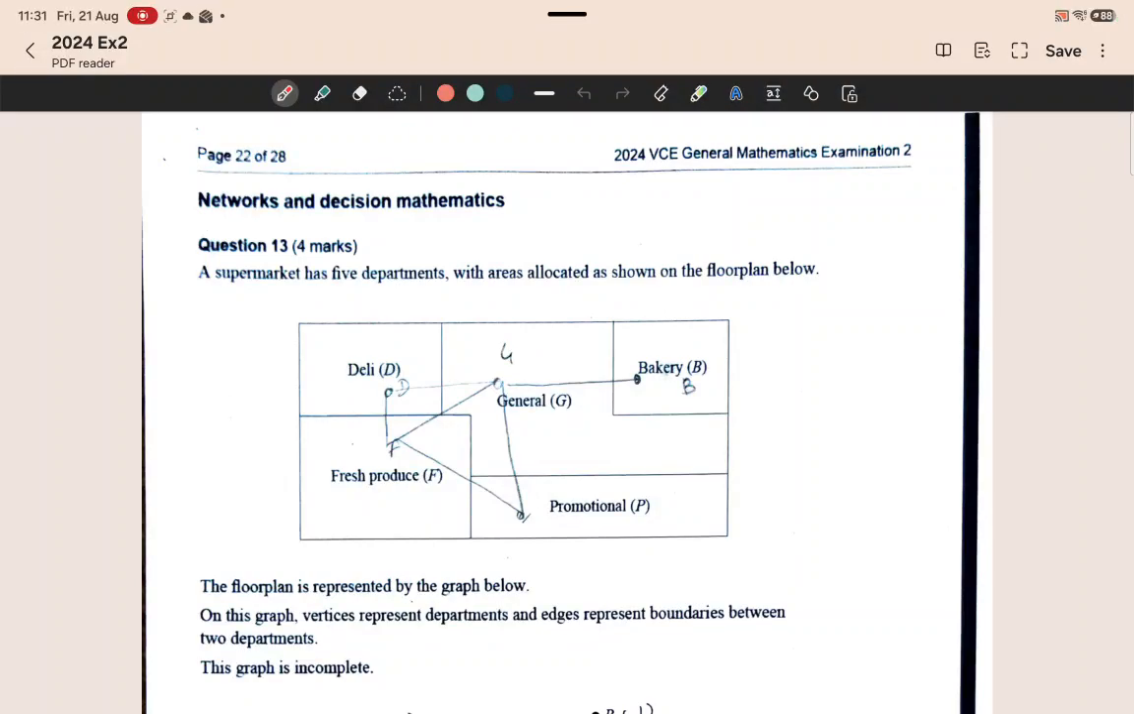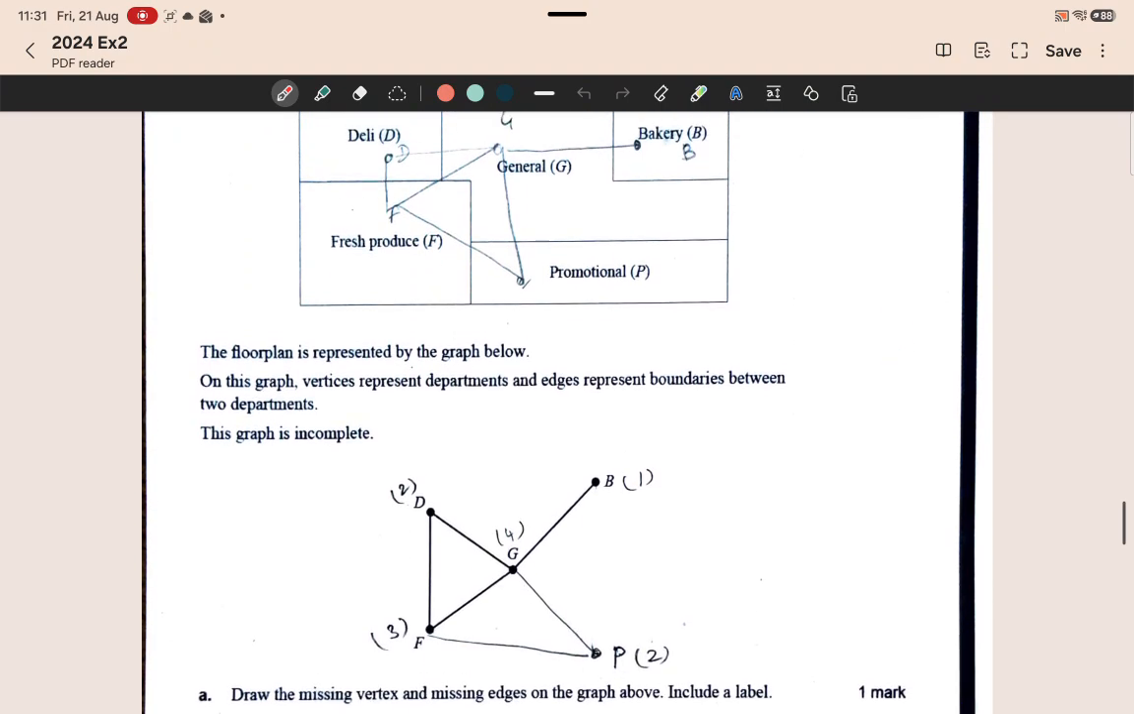Today we'll be talking about some questions from the 2024 paper. Question 13 is a supermarket with 5 departments. The floor plan is represented by the graph below, and on this graph the vertices represent the departments and the edges the boundaries between the two departments. Now the graph is incomplete, okay? So draw the missing vertex and missing edges.